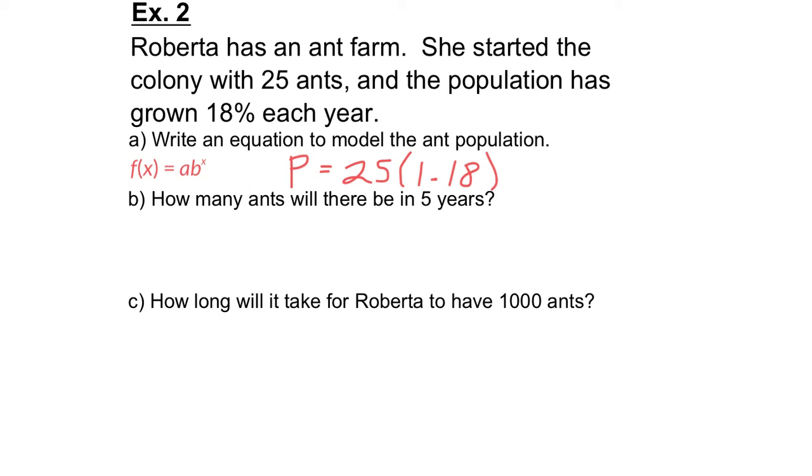And now the exponent. What's my independent variable? Well, it's growing 18% each year. So that's just going to be the number of years.